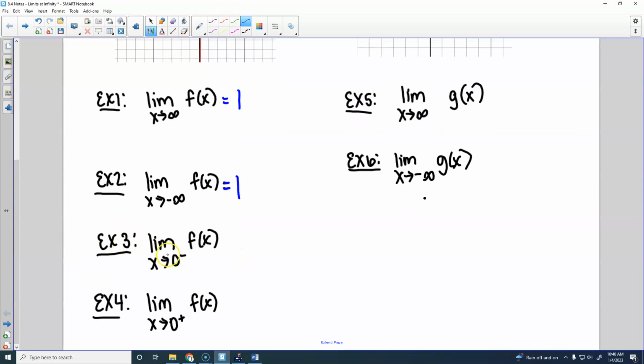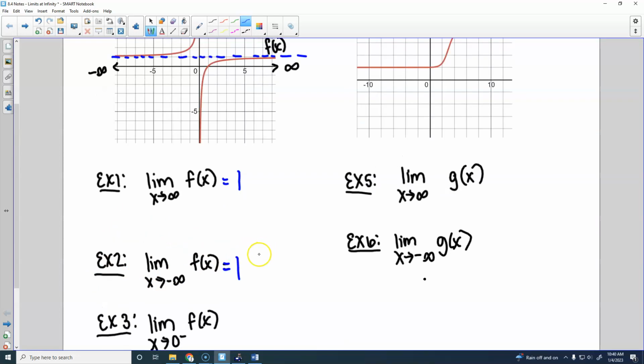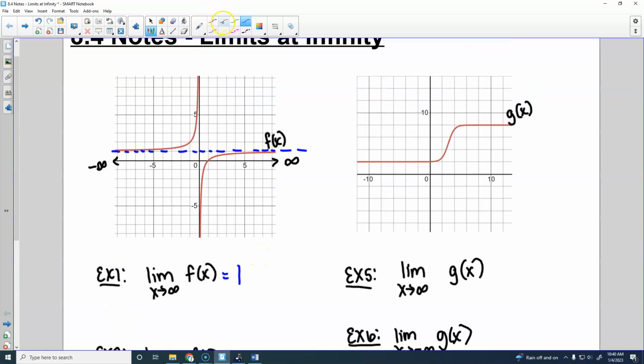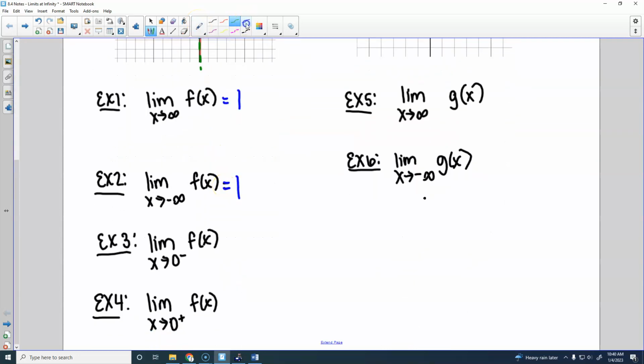For example 3, I've got the limit as x approaches 0 from the left. So, limit as x approaches 0, which is right here, from the left. What do I go to? That goes up, up, up, up. That's a vertical asymptote there. So you would get positive infinity.